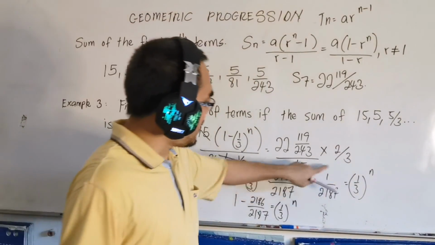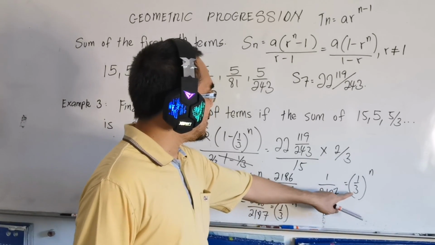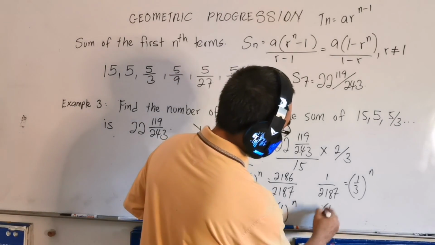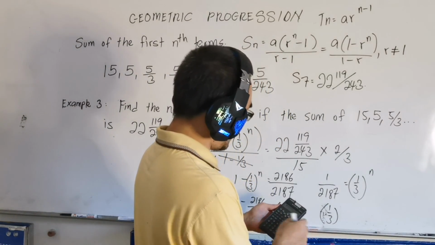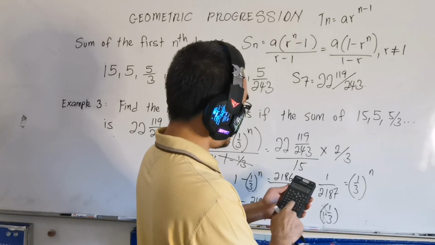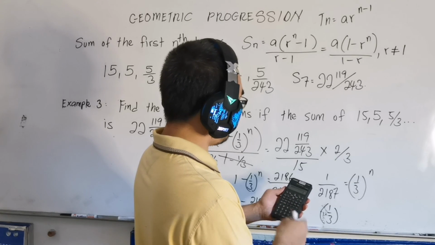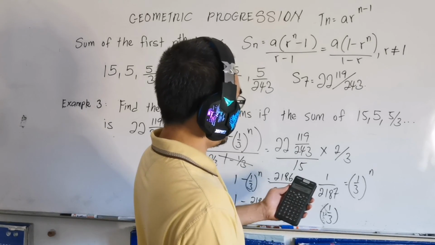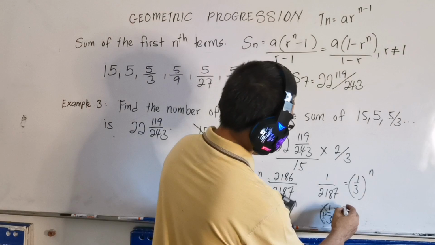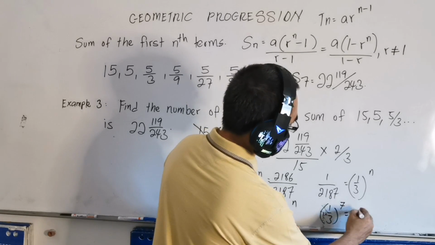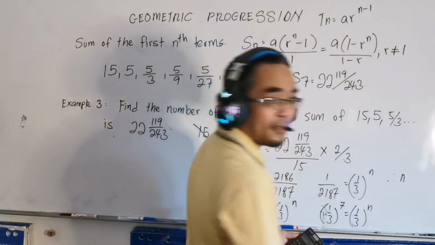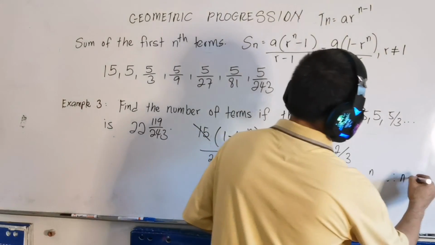This value can be changed to make it equal base, like 1 over 3. This one is 1 over 3 to the power of what? So we try, inside a bracket, 1 over 3 to the power of 7, which is 1 over 2187. So this is power of 7 equals 1 over 3 to the power of n. Therefore n equals 7.